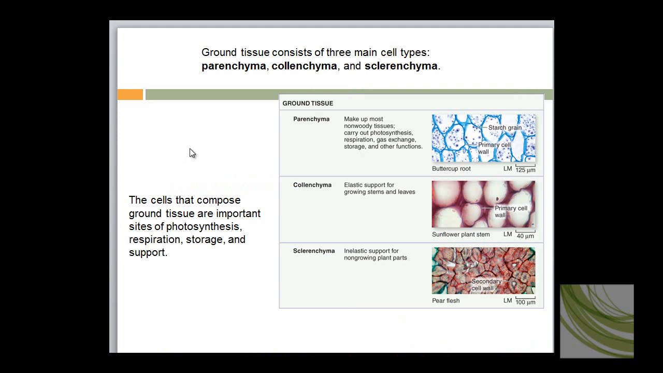Here are some examples of ground tissue. There's parenchyma. This is most non-woody tissues, carries out photosynthesis, respiration, gas exchange, storage, other functions. There's collenchyma. This is the elastic support for growing stems and leaves. Collenchyma is very important in the structure of terrestrial plants. And sclerenchyma, this is more support and protection for plants. A good example of sclerenchyma is the shell of a pecan.